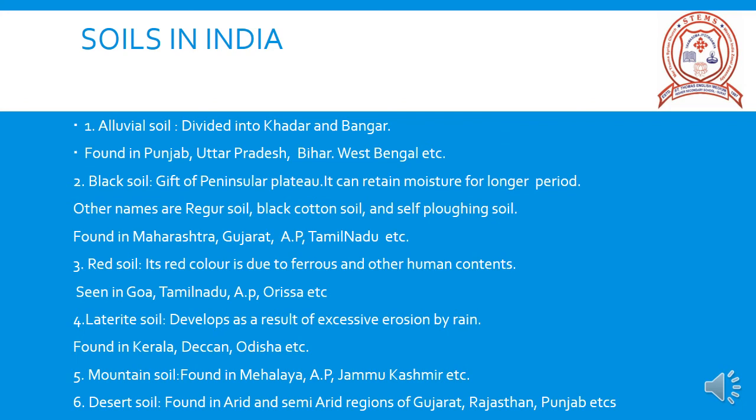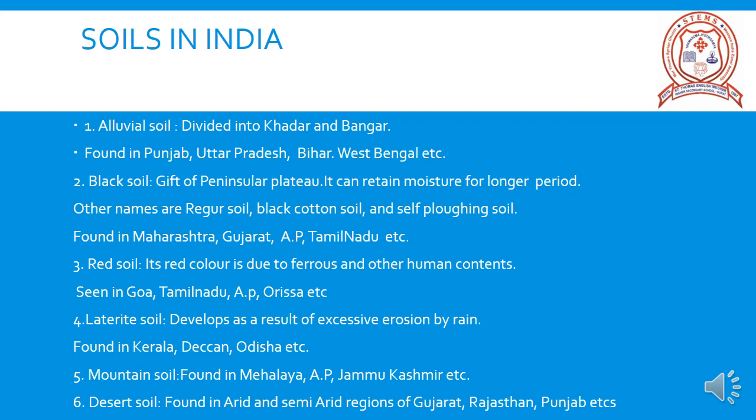Second is black soil. Black soil is found in Maharashtra, Gujarat, Andhra Pradesh, Tamil Nadu. It is a gift of the peninsular plateau. This soil is very sticky and fertile. It can retain moisture for a longer period. It is formed from igneous rocks. The other names of black soil are Regur soil, black cotton soil and self-ploughing soil.